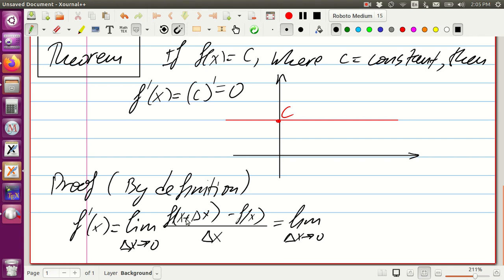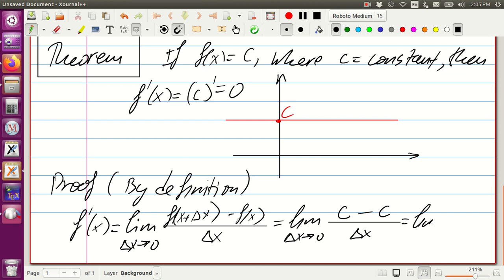So let's try to use it. What would be f of x plus delta x? Our function is c, so no matter what you plug into c, it's just going to be c. So we get c for f of x plus delta x, because there is no x to plug in. Then what is f of x for this part over here? It's also c. And on the bottom we have delta x.